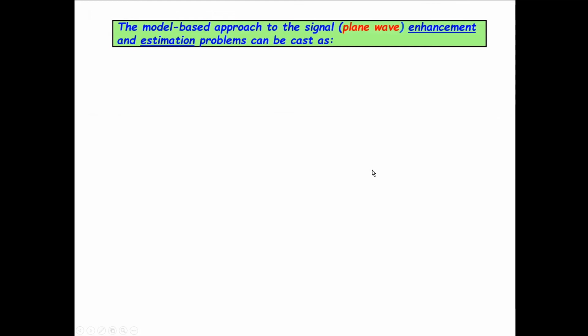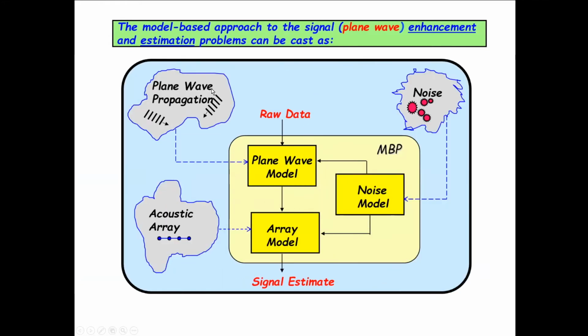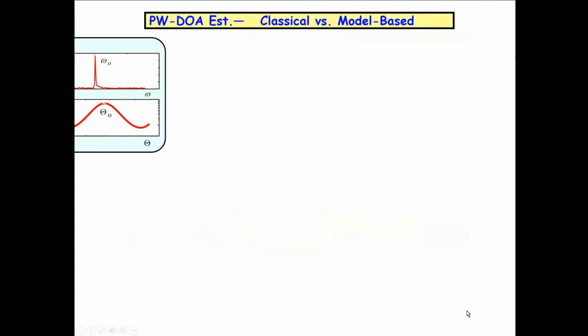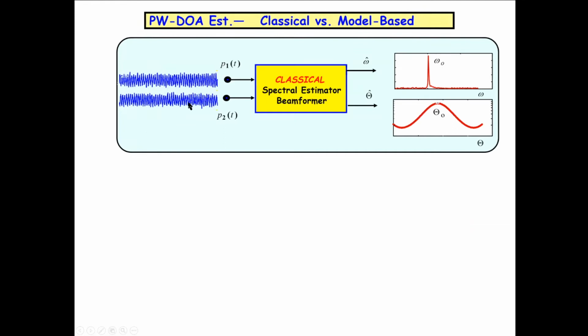So the model-based approach to signal processing, this is just an example of the model-based approach. Consider direction of arrival estimation, where you have a plane wave impinging on an array. The mathematics of the plane wave model could be incorporated into the processor. You could have an acoustic array with noise, and then basically that's how you construct the processor. The classical approach is just an example with a two-element array and a time series.